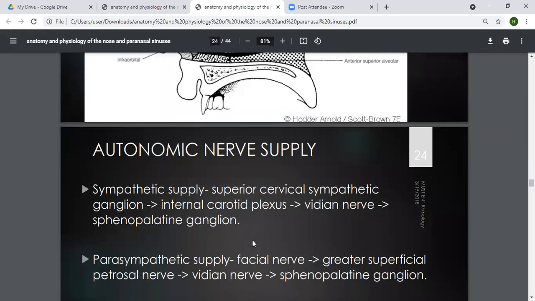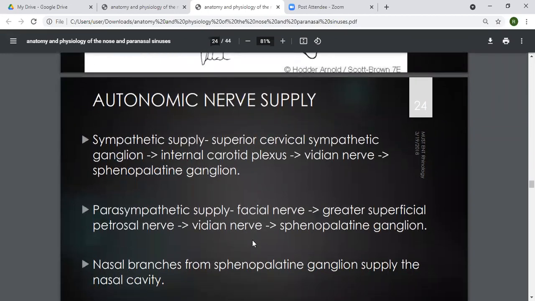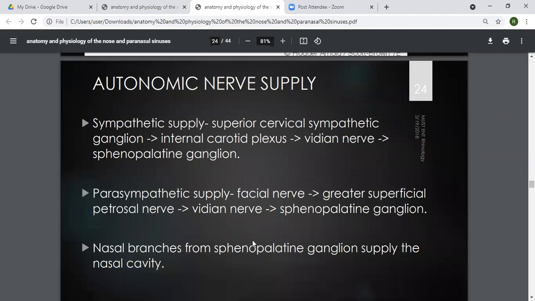So when we look at the autonomic nerve supply to the nasal cavity, when we look at sympathetic supply, this is from the superior cervical sympathetic ganglion, which moves along the internal carotid plexus. From the internal carotid, in the intracranial cavity, it forms the Vidian nerve. The Vidian nerve synapses at the sphenopalatine ganglion with part of the maxillary nerve. So this supplies the sympathetics to the nasal cavity.